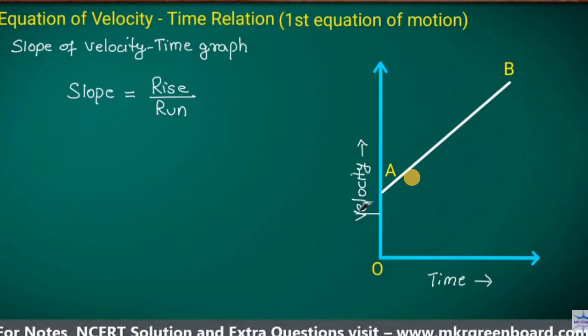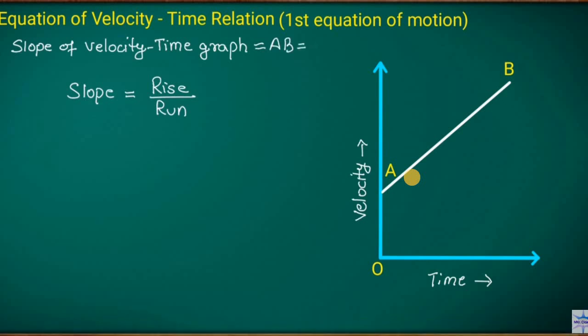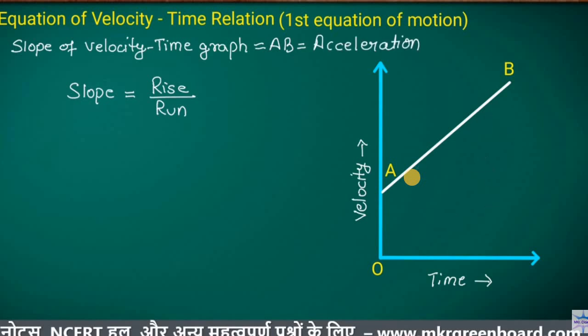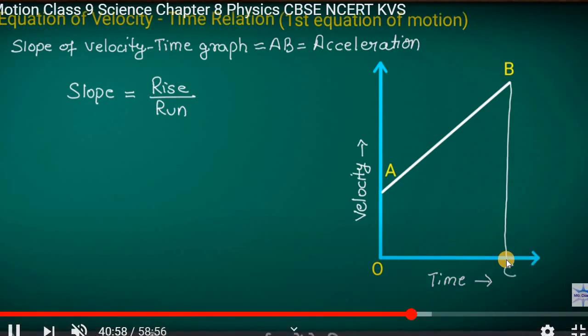So let's see. Here the slope is equal to rise divided by run. One graph is given, in which you can see on the y-axis we have taken velocity, and on the x-axis we have taken time. If we mark A and B, from them we draw the perpendicular lines, this point we mark as C, and we draw D from A to D.